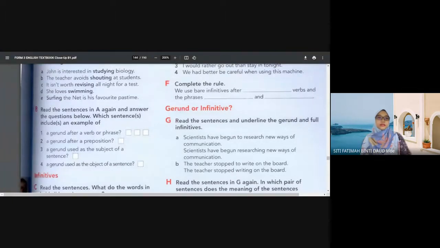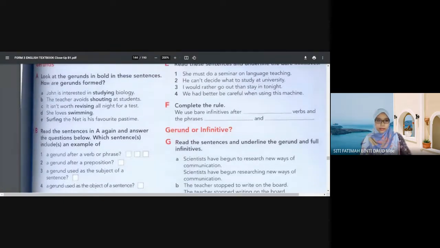Finish? So a gerund after verb or phrase. Which one? A, B, C, D or E? Or it could be more than one actually. Ada three. Verb. After verb. So not A. Avoid, mengelakkan is a verb. So B. Okay. It isn't worth. Isn't. Worth is verb. So C and D. She loves. Love is a verb.